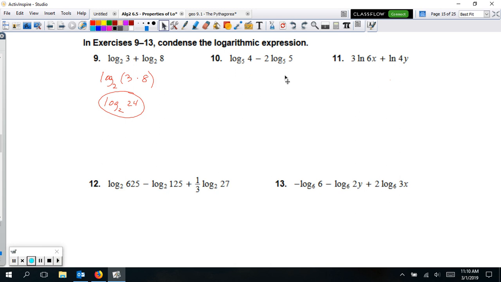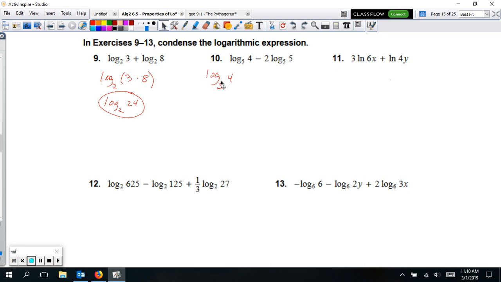Number 10, here we got a subtraction sign. So with that one, we're going to need to make it into a fraction. So the first one here, the 4, we'll make this a log base 5 first. But 4 is going to be the numerator, and then this part will be the denominator. But before we can do that, notice that the second one has a 2 in front of the logarithm. So whenever you have a number multiplying the log, you've got to put that back up top as a power.